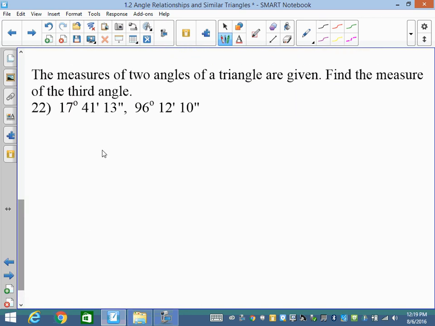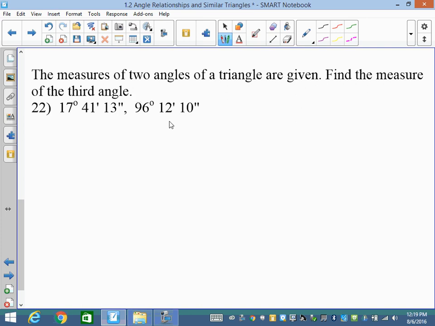Okay, this last one, oh, look at this. They threw in degrees, minutes, and seconds. It says the measures of 2 angles of a triangle are given. Find the measure of the third angle. Well, we still know they add up to 180. So you're going to have to use some of that information you learned in section 1.1.